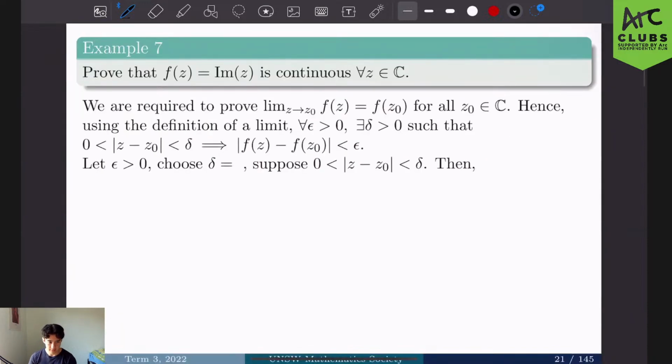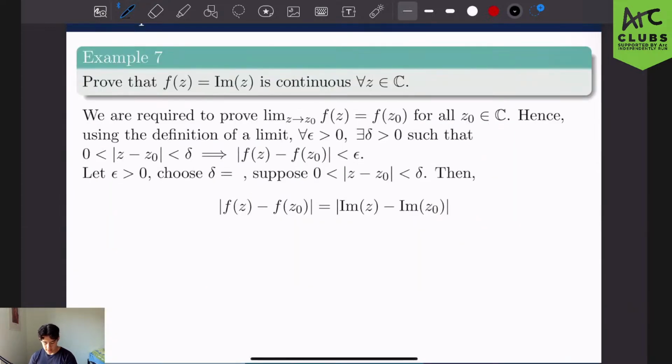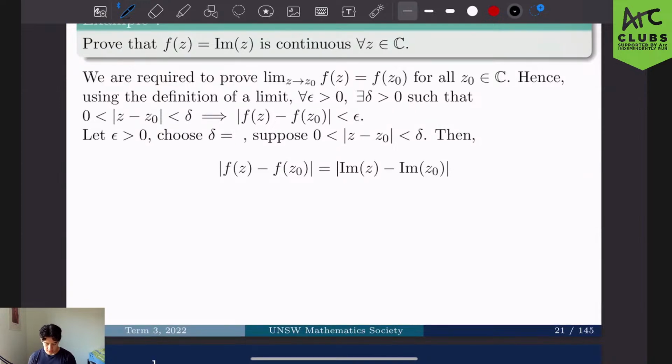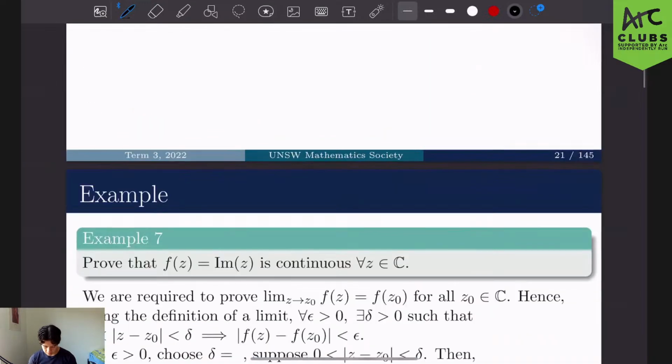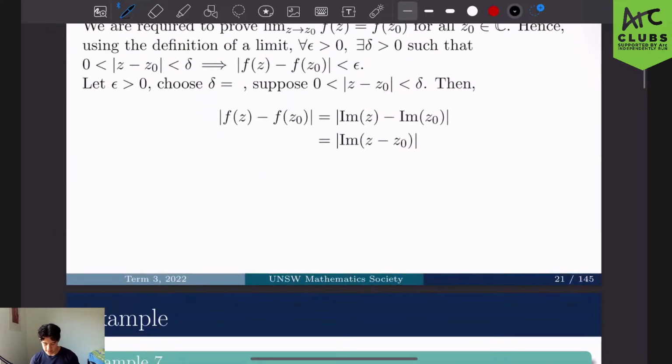So we let epsilon greater than 0 and we choose a delta. For now it's just delta, and we'll just observe what happens when we put it into our definition. So we have the imaginary part of z minus the imaginary part of z0, the modulus of the difference. And remember that we can actually combine the two complex numbers under one imaginary part. It's the same thing.